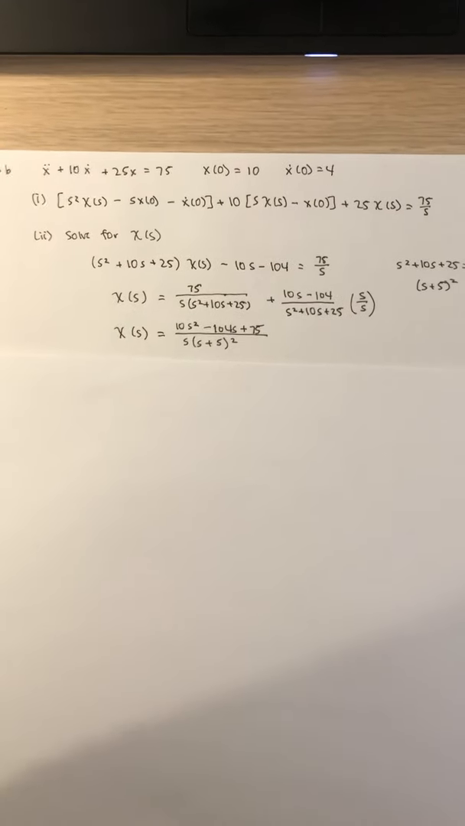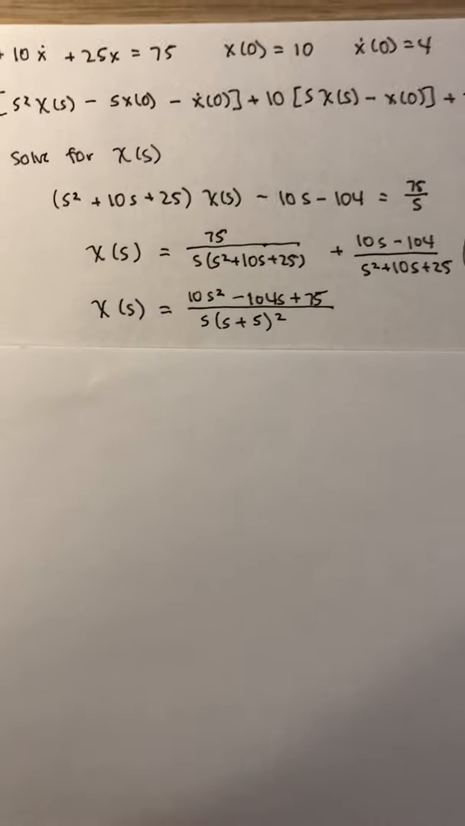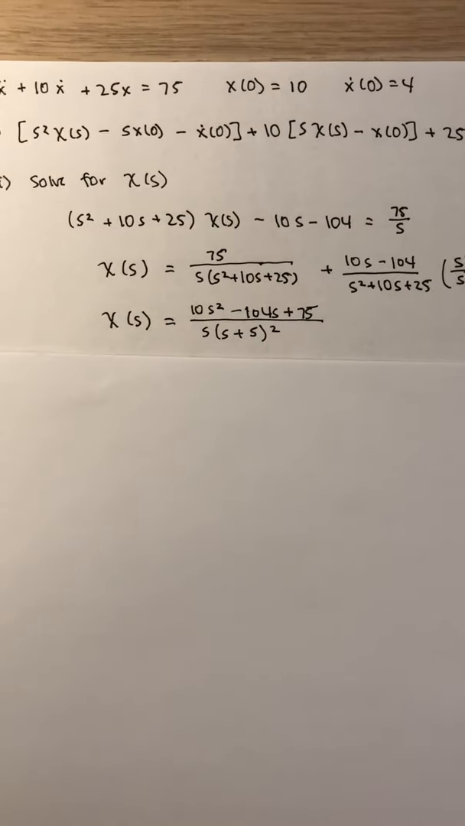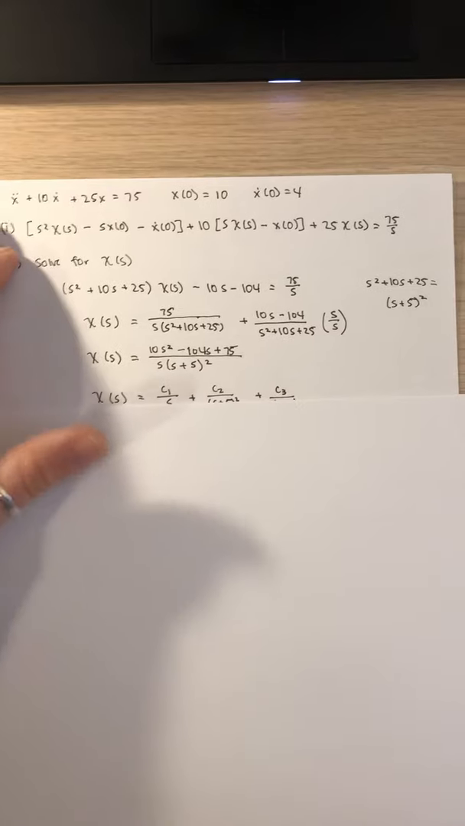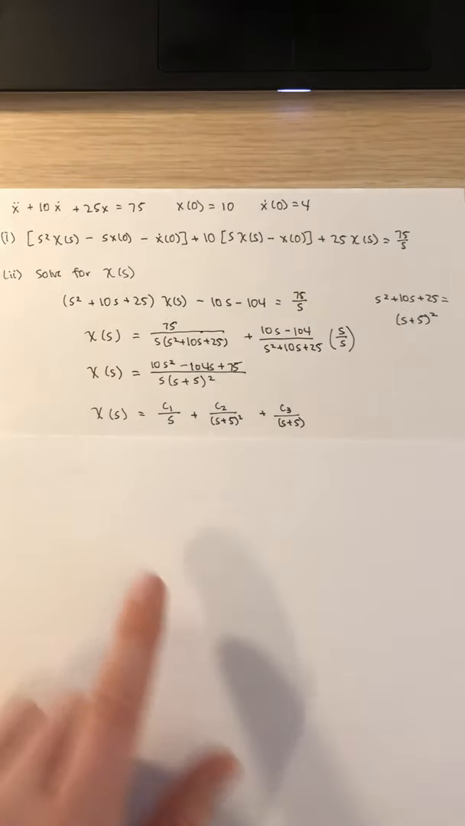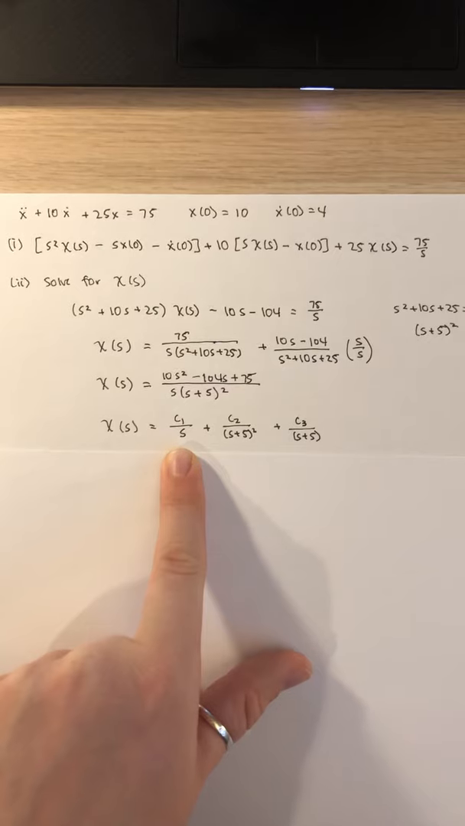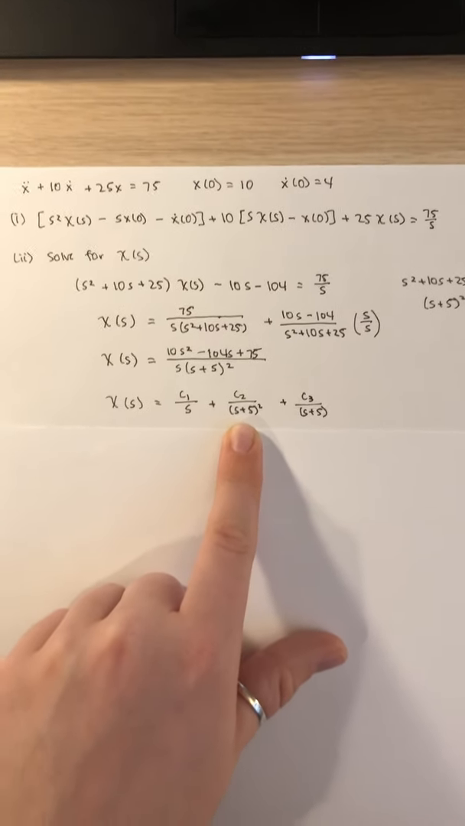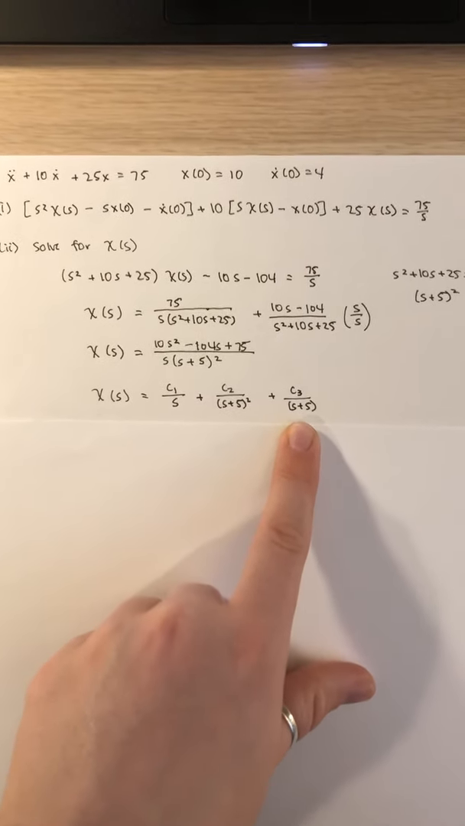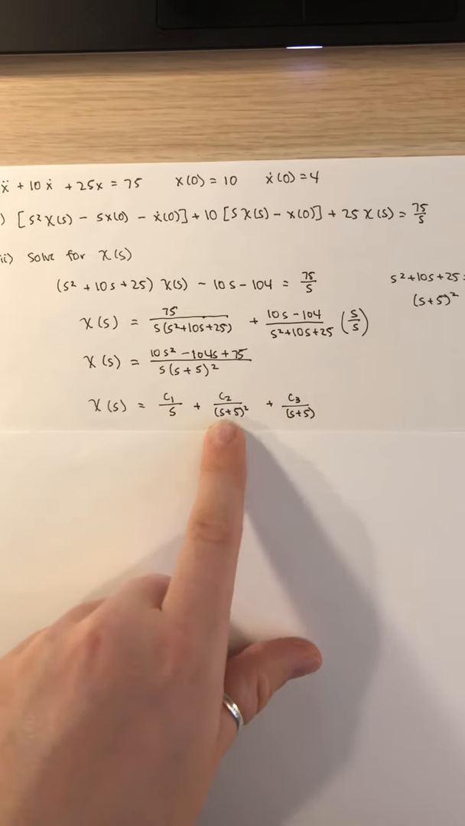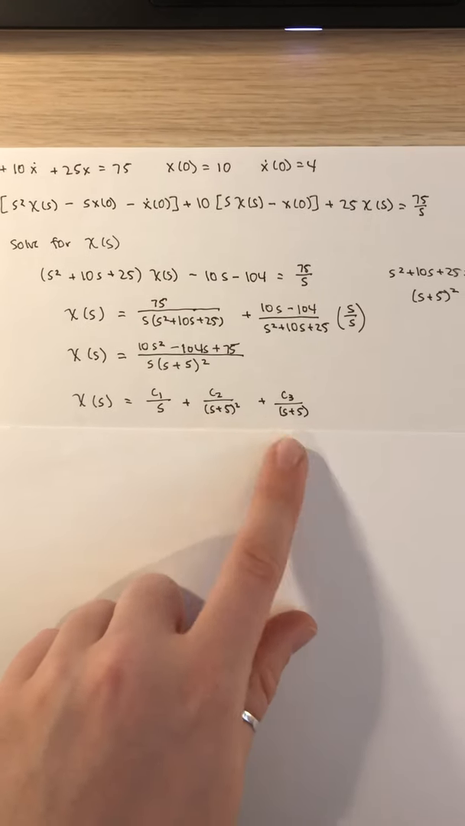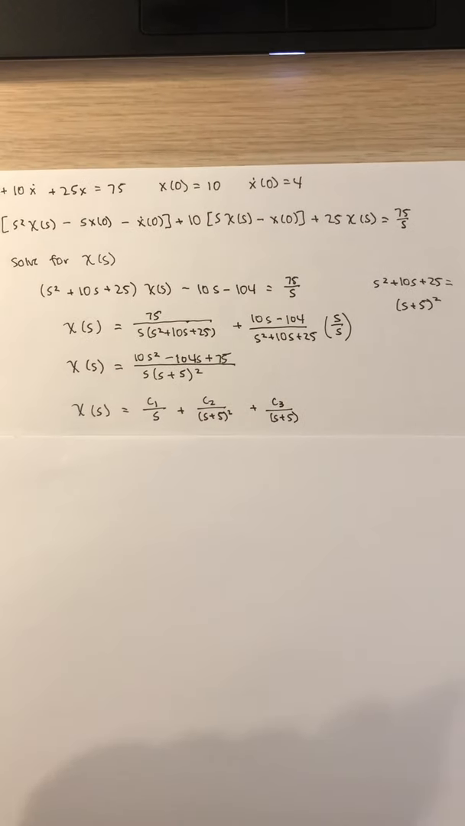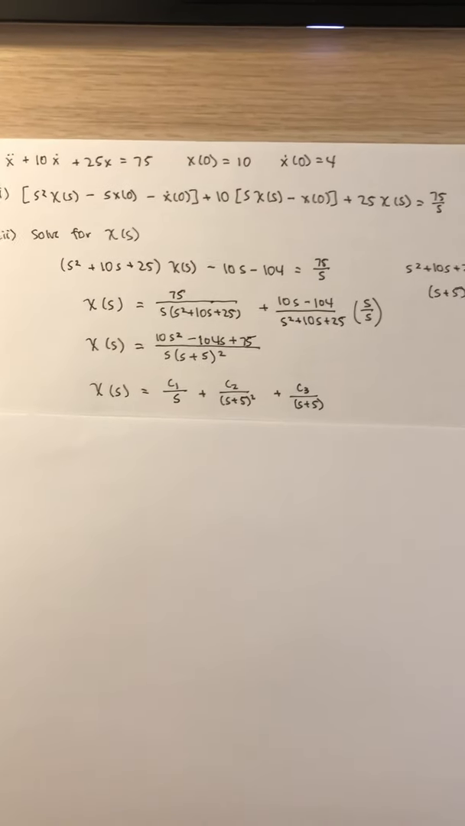This is what you get for your final x of s, 10s squared minus 104s plus 75 over s times s plus 5 quantity squared. Finally, you will separate the terms in the denominator to get c1 over s plus c2 over s plus 5 squared plus c3 over s plus 5. So you must do this because you will have a repeated root, and so you have to have two separate denominators to account for each root that will be a result of the s plus 5 quantity squared.